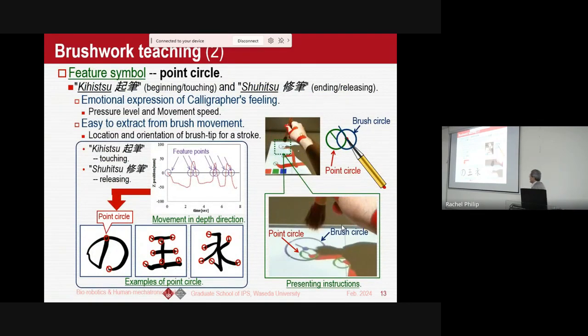Okay. Yes, this is one circle, and another circle is a feature symbol. Any stroke has a starting point and an end point. The starting point's direction and the starting point's depth are important information. So in any stroke, the beginning point and the end point are shown like this. This is very important for the strokes, because this starting point and end point show the calligrapher's impression, feelings.